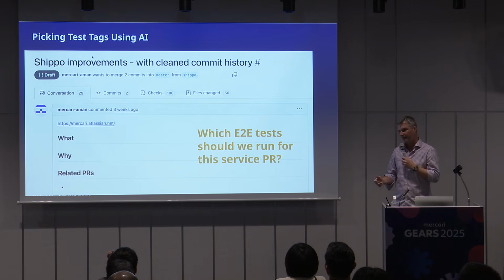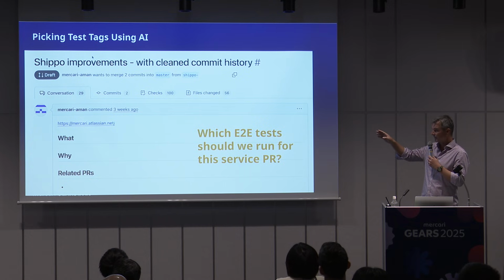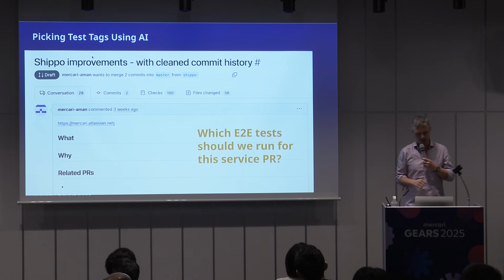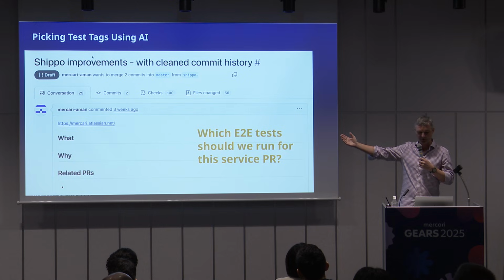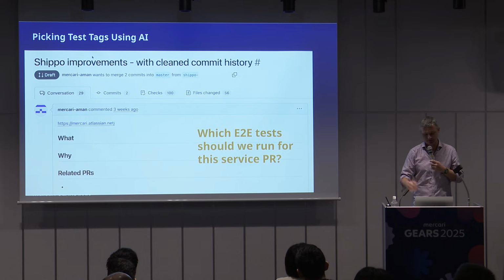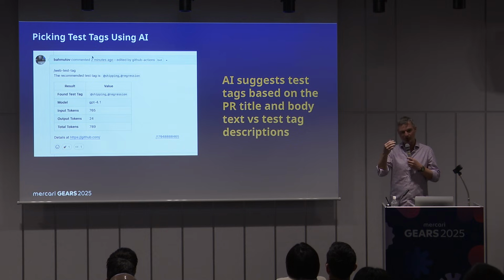So one thing is AI. Imagine this is an actual real PR, and the developer in this case, all they've done was to write the subject line, and they left the pull request text blank, and they said shipper improvements with clean commit history. Now, you might know what shipper is. You might assume clean commit history is just very generic, but you have no idea which test tags are relevant to this particular service.